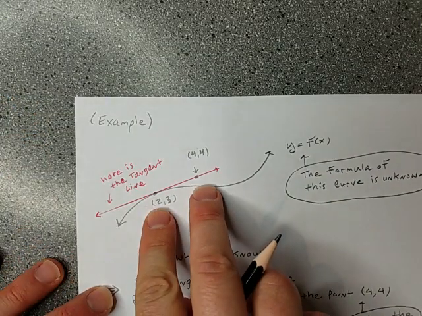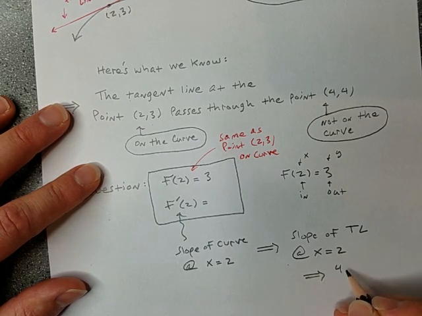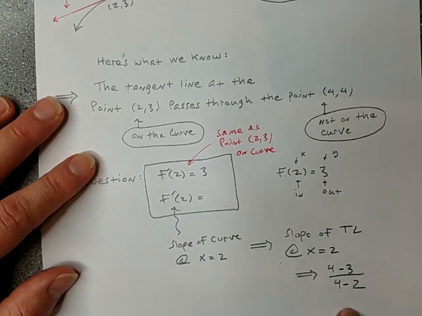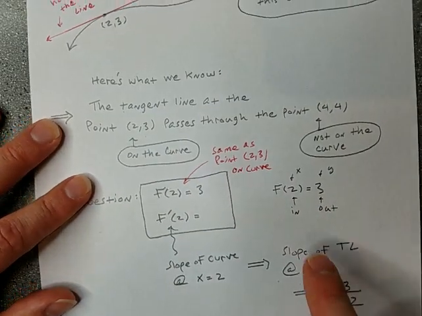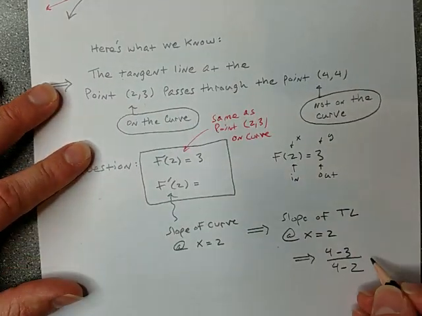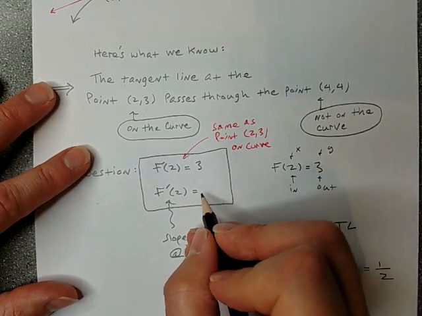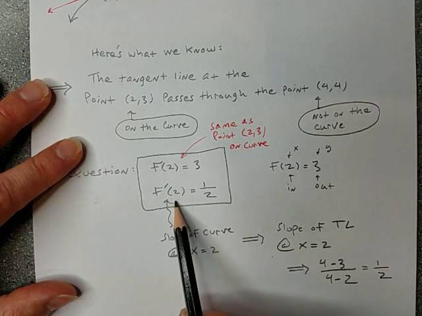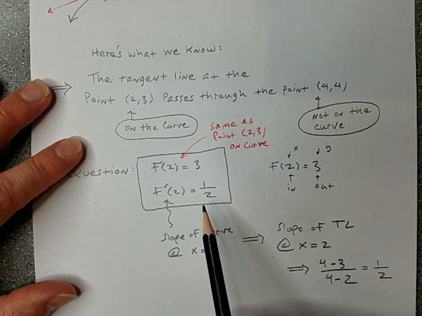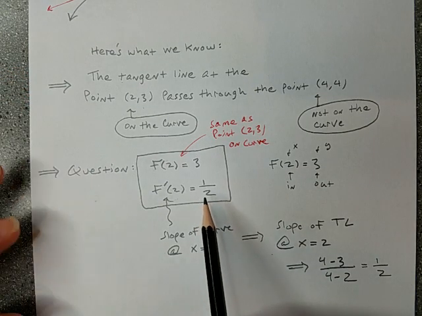But given that I have 2 points on that line for reference, it's going to be rise over run, isn't it? It goes through points 2 and 3, 4 and 4. 4 minus 3, that's the rise. 4 minus 2, that's the run. The slope is 1/2, okay? So f prime of 2 is 1/2. What that means is the slope of the curve at the point on the curve where x is 2 is 1/2.